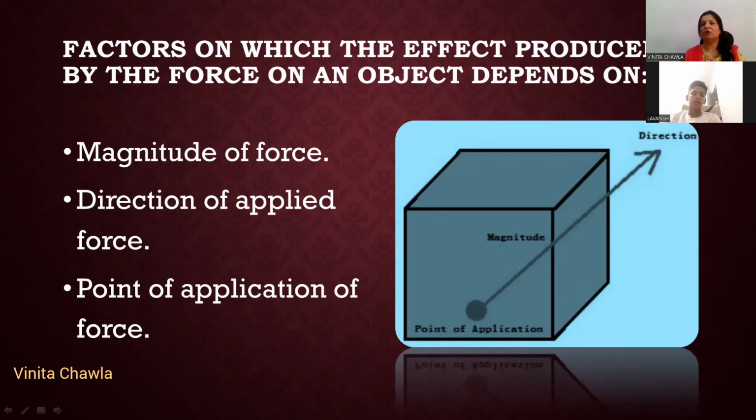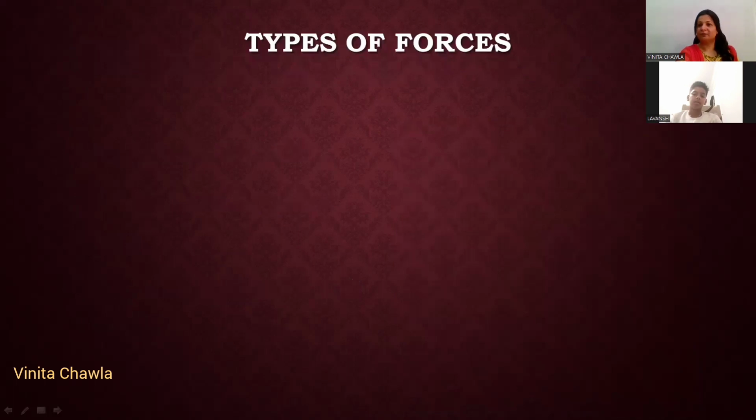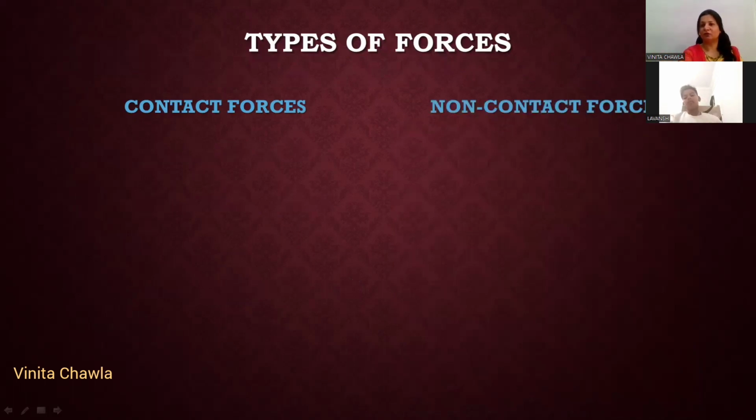When we apply force on an object, it depends upon three factors. It depends upon the strength of force, it depends upon the direction in which we are applying the force, and it also depends upon the point of application of force. Okay? So next we have types of forces. There are different types of forces, and we categorize all these forces into contact forces and non-contact forces.